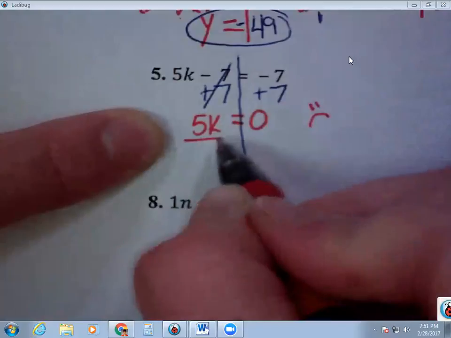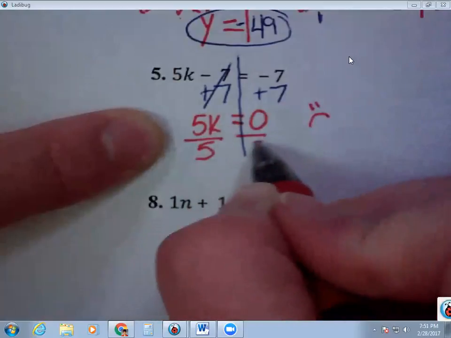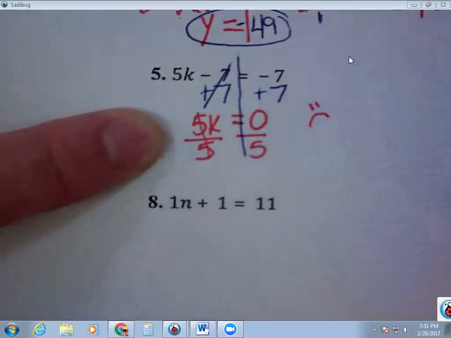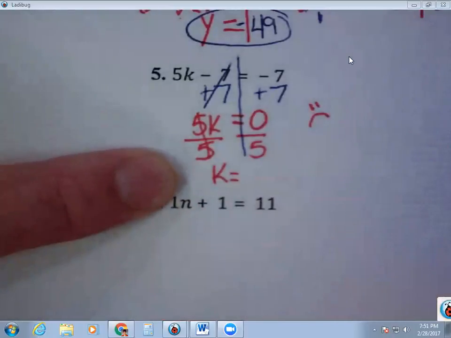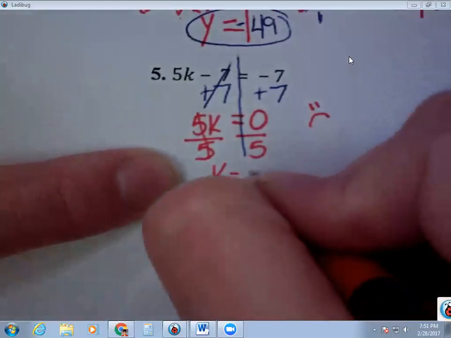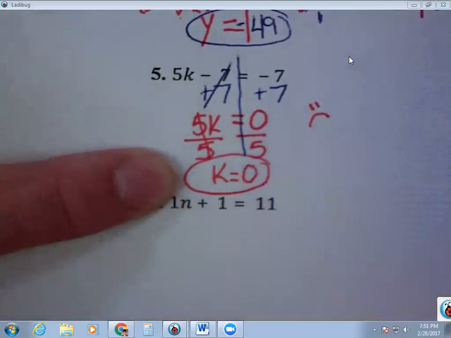The opposite of multiplication is division. So if I divide both sides by 5, boom, I've got 1k. K equals 0 divided by 5. If I have no cookies and I put those no cookies into 5 groups, each group will have no cookies. So k is 0. All right, so let's check that out.